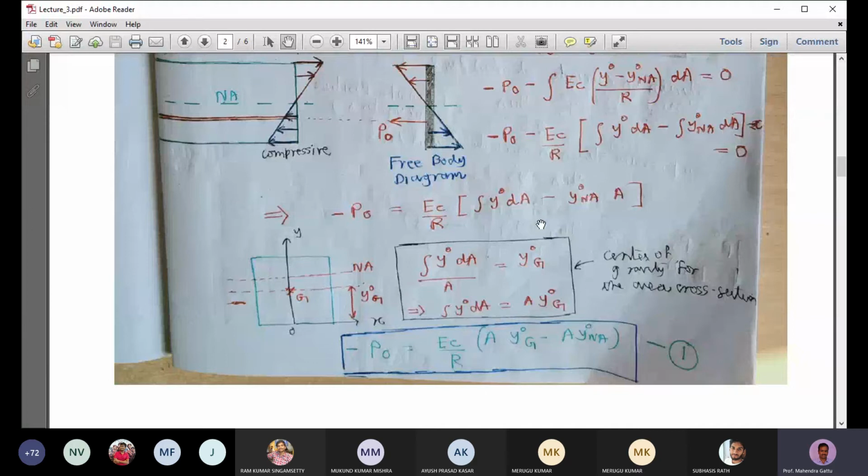Just 1 minute. Someone is... I'm in the class. Okay, so yeah, we have this equation.